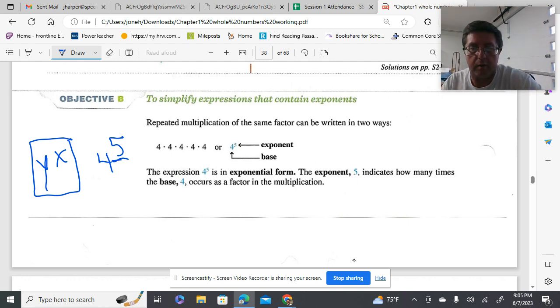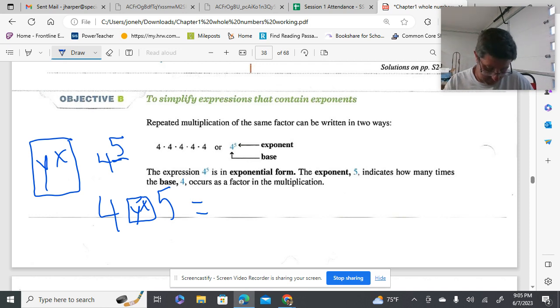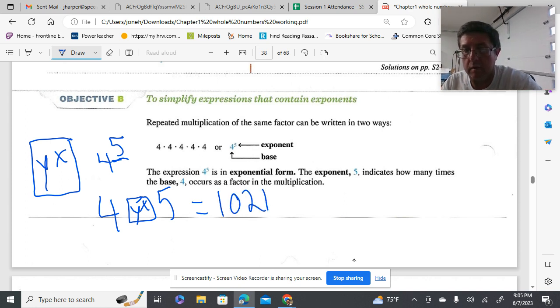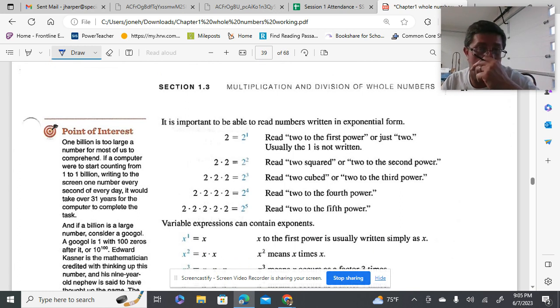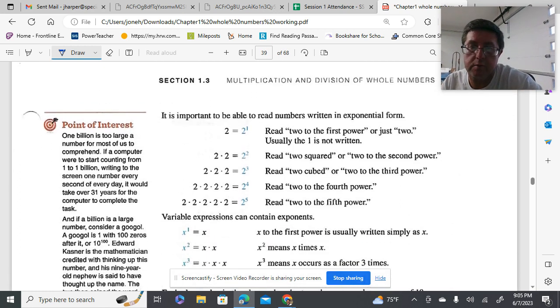So I'm going to write this out. 4. And then you hit the y^x button. Then you hit 5. And your answer should be 1024. I don't see that on here, but it would work. Okay, so we're going to do that again on this part. We were on page 47.